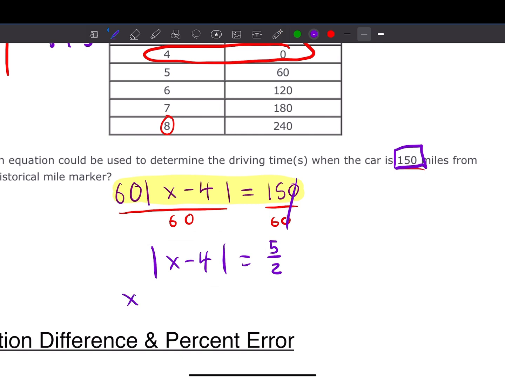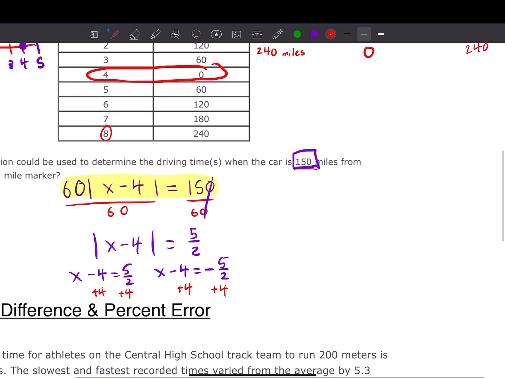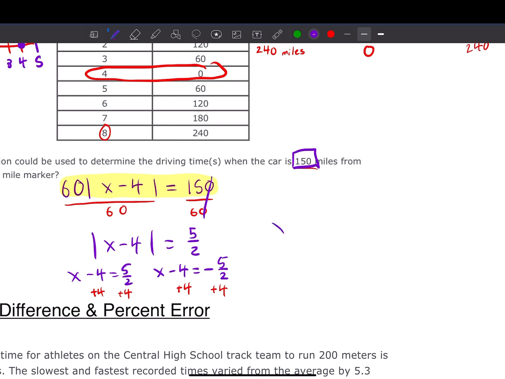Now we split it. And we say x minus 4 equals 5 halves. This is how we get rid of absolute value bars, by splitting it. And x minus 4 equals negative 5 halves. Then we add 4 to both sides to get x by itself. And I'm going to do this math off to the side or on the calculator. I don't feel like thinking about fractions right now.